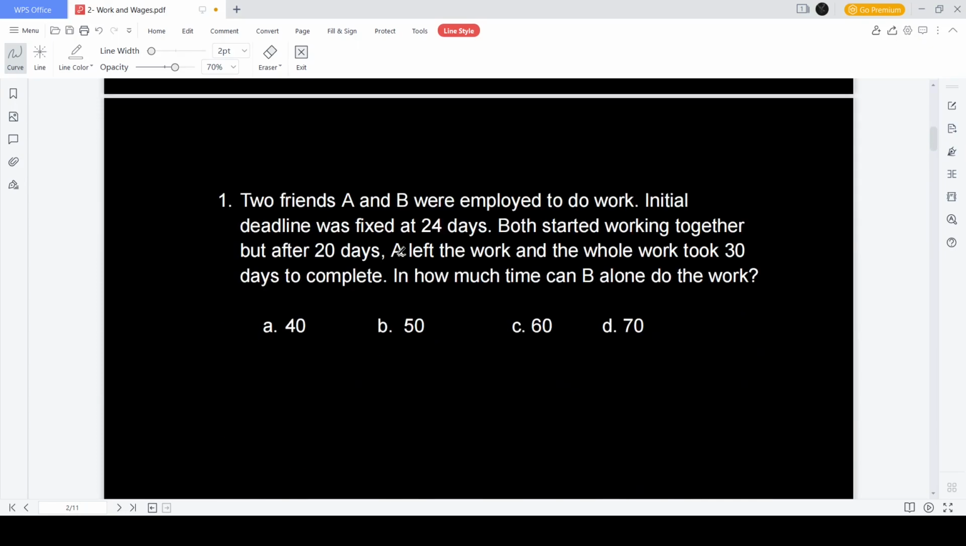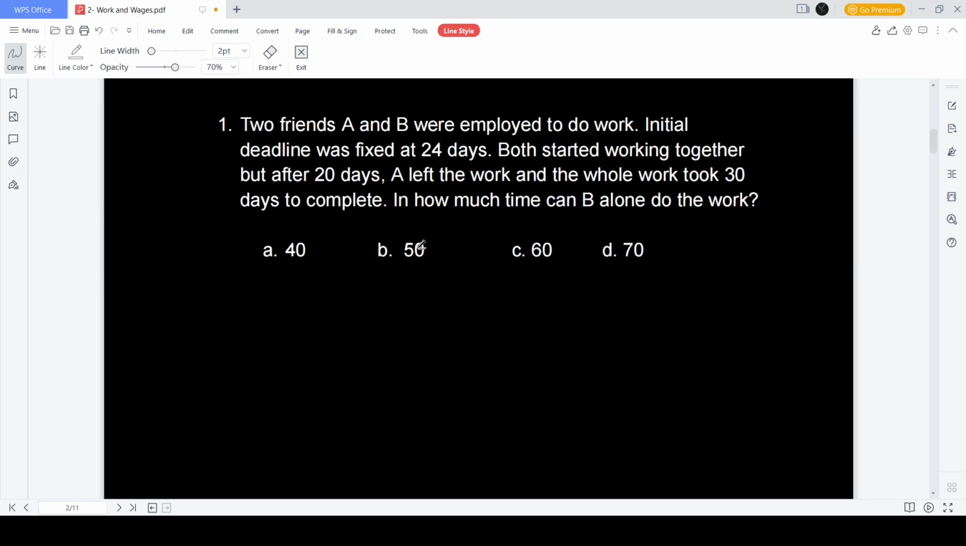The first question says that two friends A and B were employed to do the same work. The initial deadline was fixed at 24 days. Both started working together, but after 20 days, A left the work and B took 30 days in total to complete the whole work. In how much time can B do it alone?